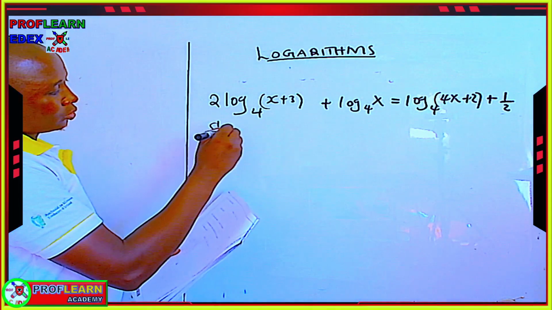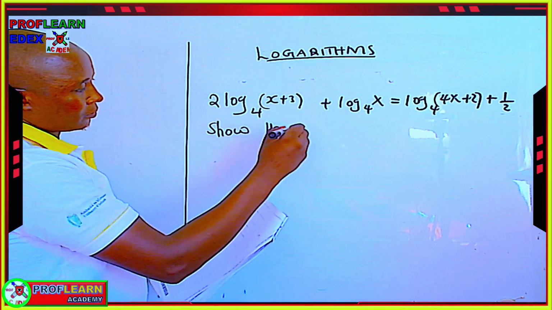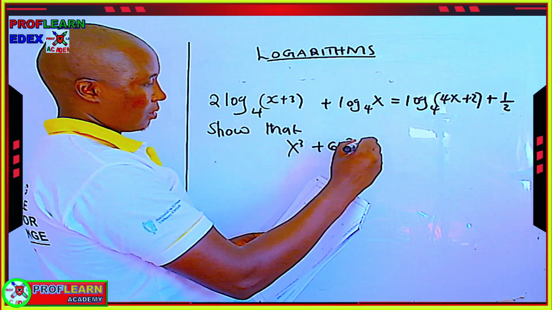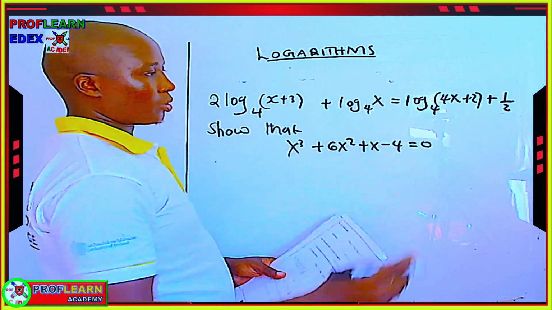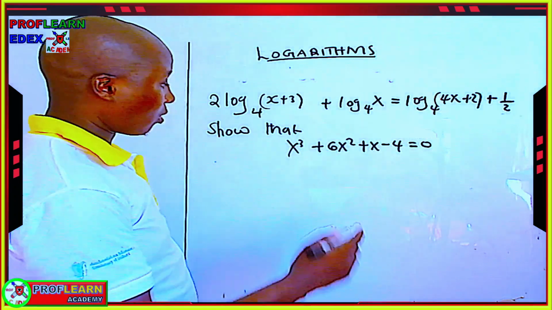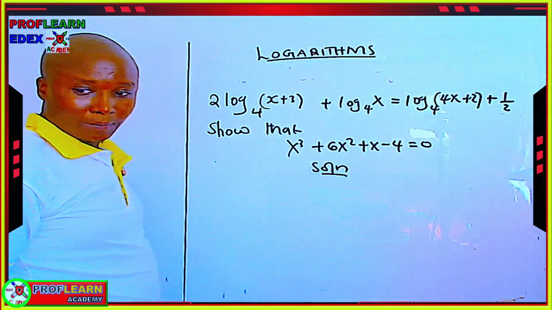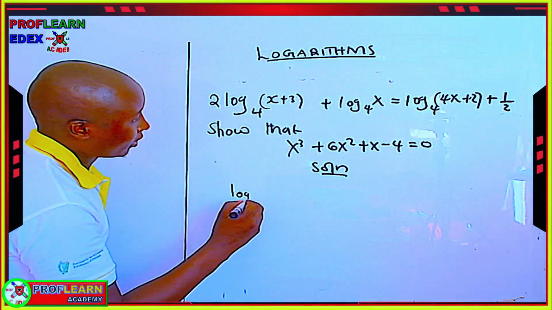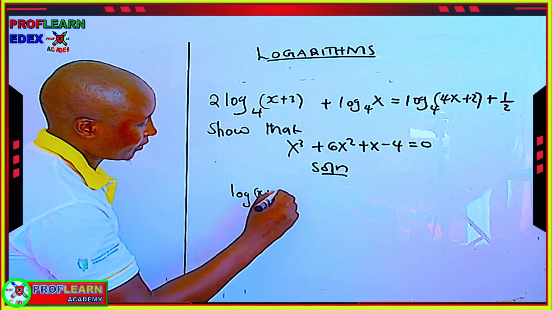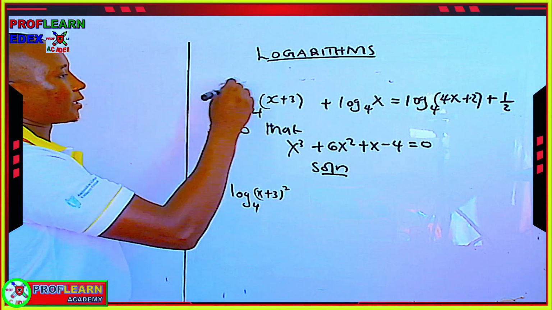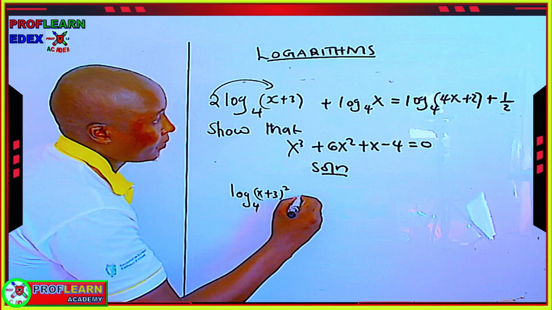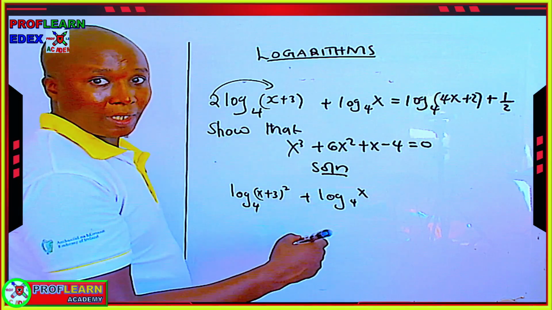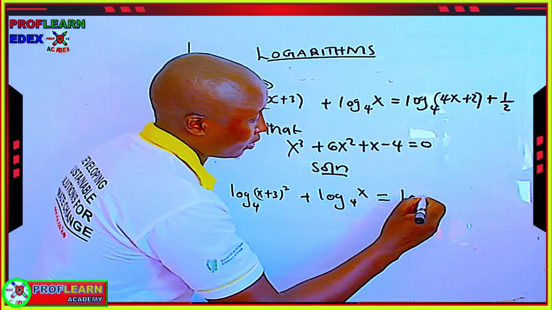We are supposed to show that x cubed plus 6x squared plus x minus 4 is equal to 0. From this, we need to show this. How are you going to go about it? As part of the solution to this, you are going to write this as log of x plus 3 raised to power 2 base 4, because you can take this to be the power, then plus log x base 4. The good thing is that all of them have the same base, is equal to log.